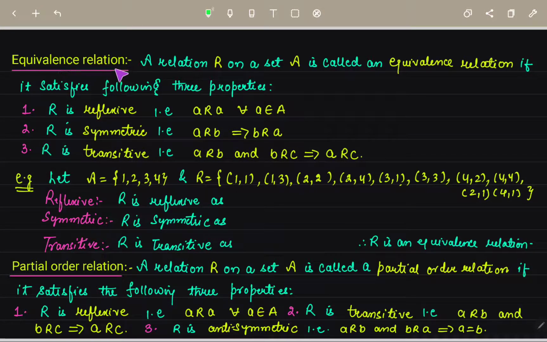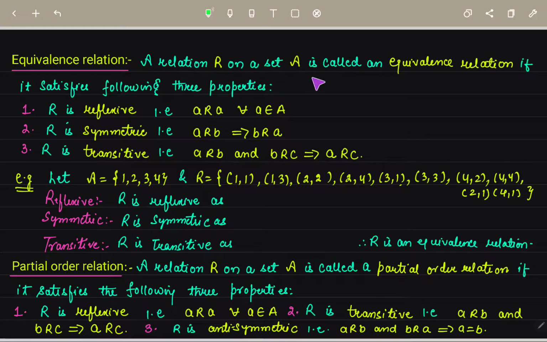So students, today we will study equivalence relation and partial order relation, partially ordered set, equivalence class and partition, and also solve some examples on these relations. So first is the equivalence relation.